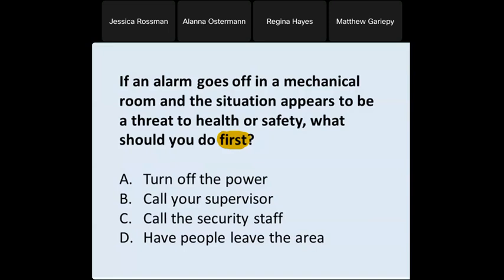In this case, all four answers list actions that should be taken. The important thing to know is what to do first in this situation. There's no information given about why the alarm went off, but it does say that the situation appears to be a threat to health or safety. Therefore, the situation could be life-threatening or result in injury. Based on this, we should use the process of elimination to decide that the first thing to do is to have the employees leave the area. This allows people to remain safe while the reason for the alarm is determined and the situation is fixed. So choice D is the first thing to do. If the situation were not life-threatening, choice A, turning off the power, might be the first thing to do.